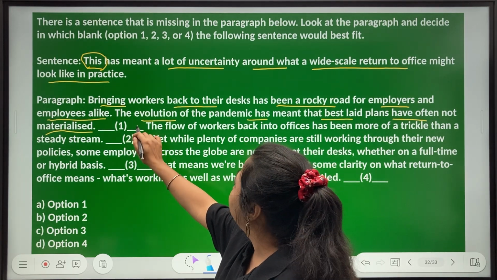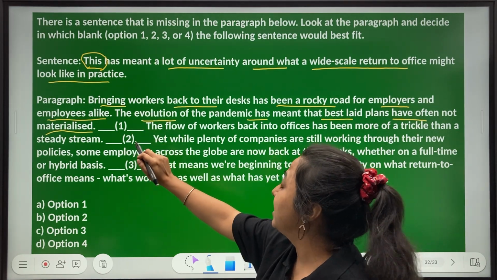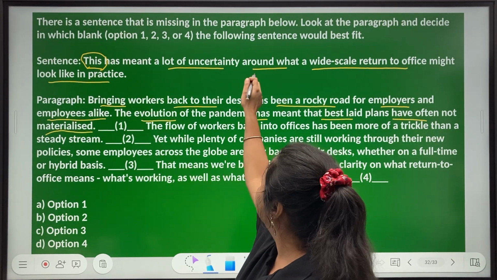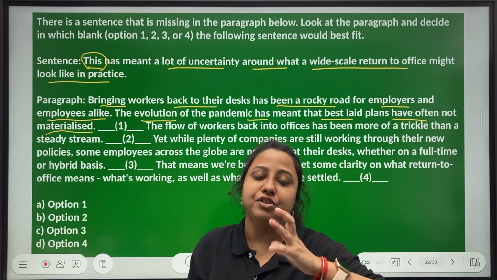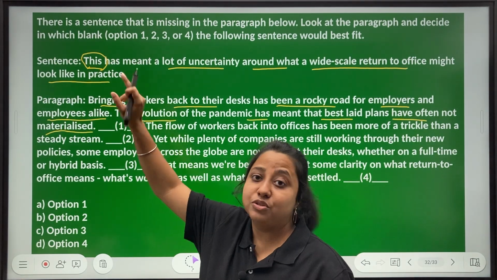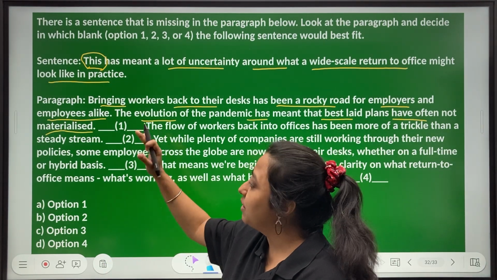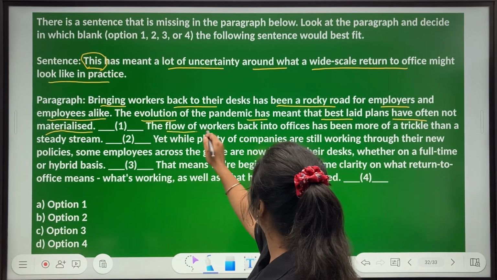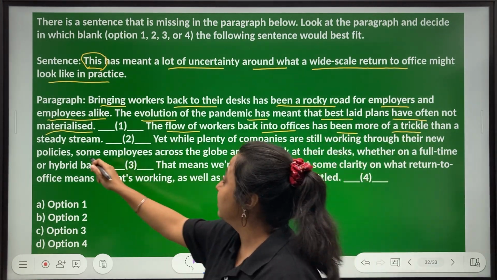There is a gap here, but I am not very sure if I can place the sentence, because I still don't know what this is discussing. So basically that sentence has to be placed somewhere where I've started talking about this return to office, not before that, because otherwise this word is not going to make sense. वो indicator word उसको बेहतर describe नहीं कर सकता. अभी I am just opening the paragraph, correct? So the flow of workers back into offices has been more of a trickle than a steady stream.